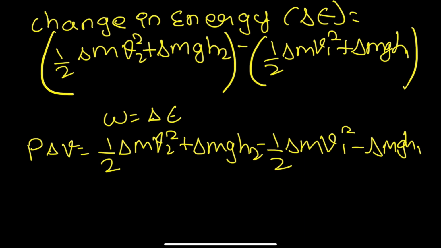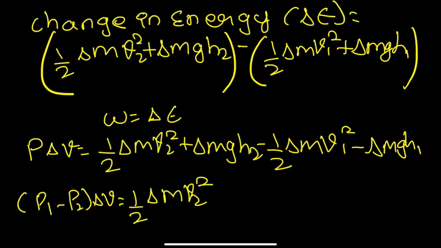P delta V is P1 minus P2 delta V, which is equal to half delta M V2 square and so on. I'm just repeating the step. In this step, the change is just that I have written the work done as P1 minus P2 delta V, same as I have written it above.